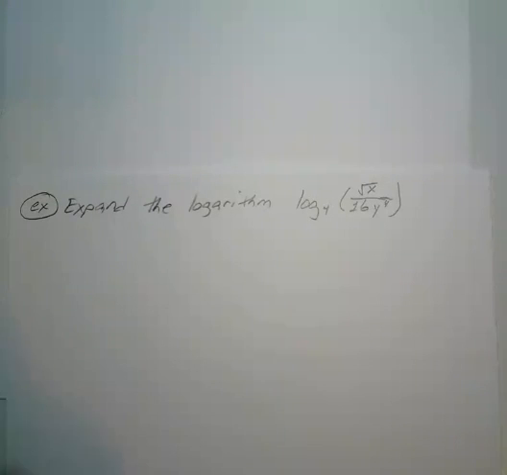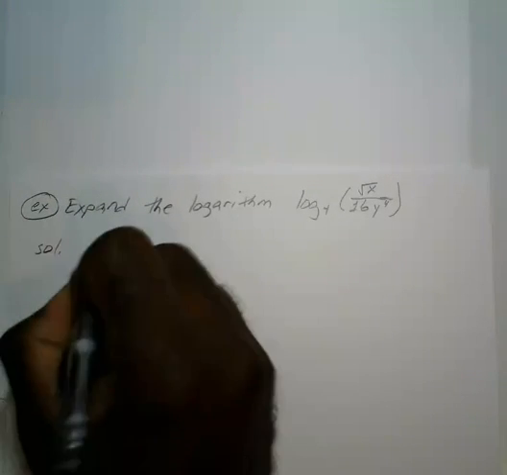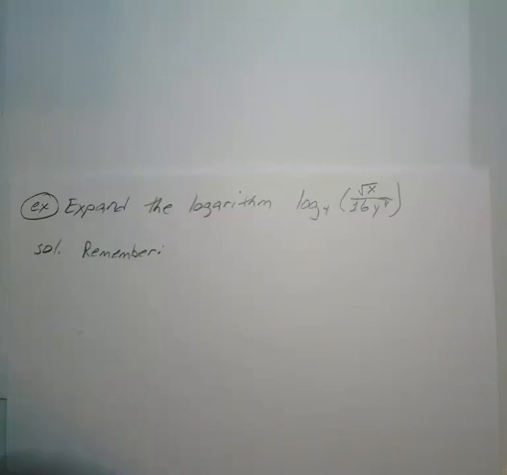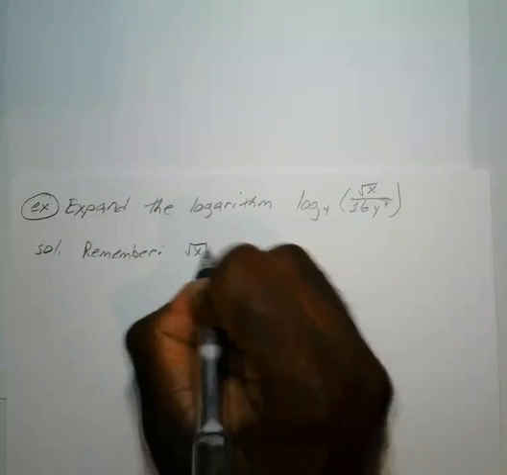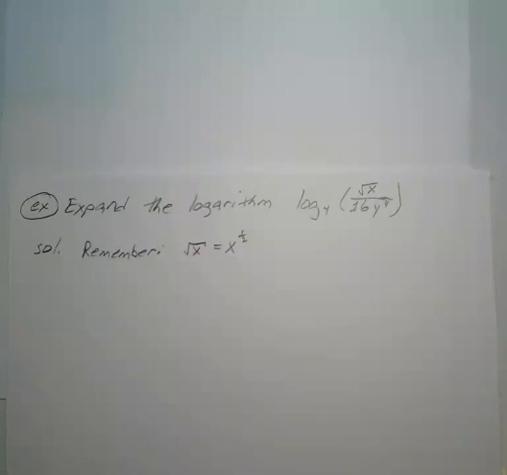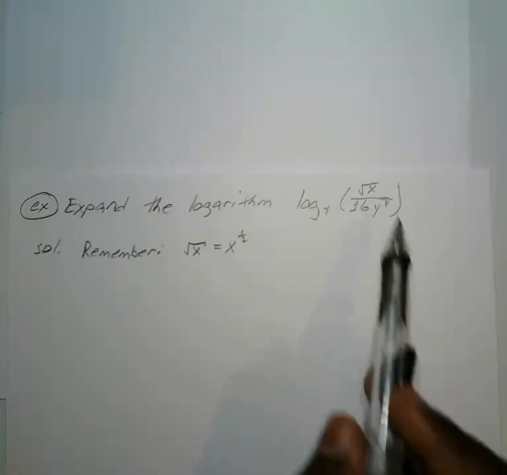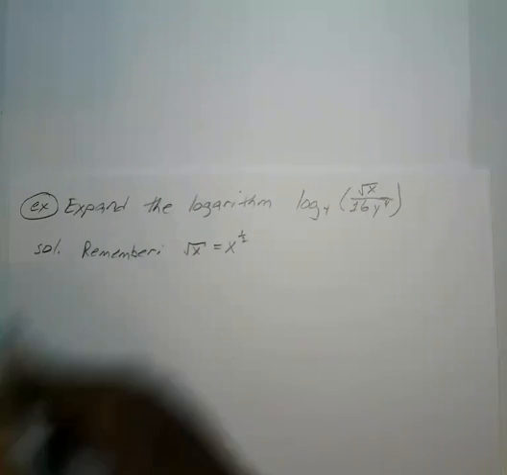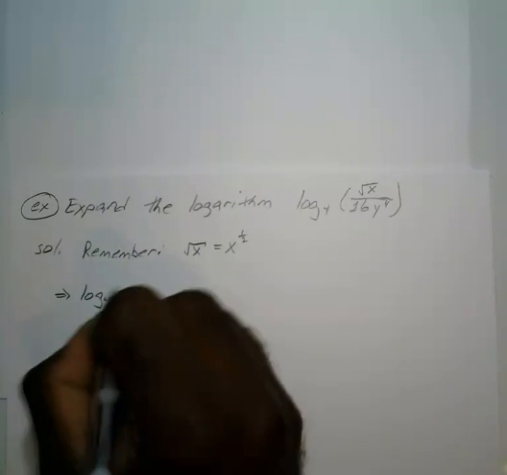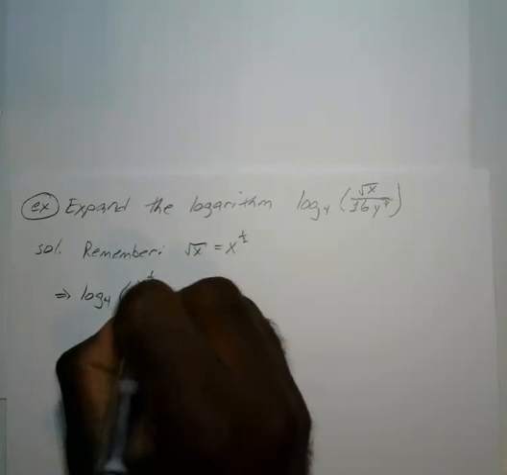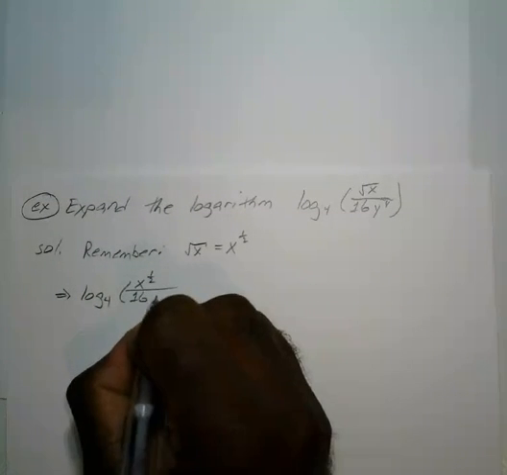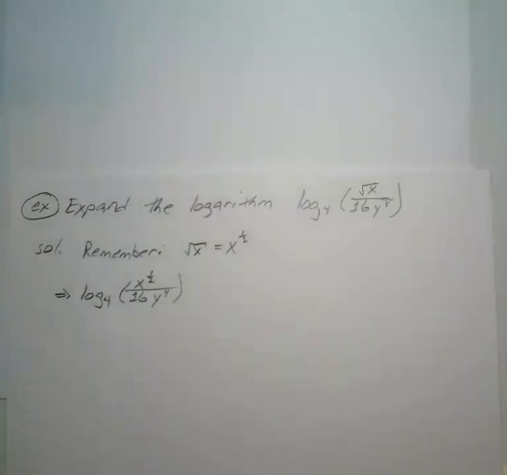Alright, so before we get started here, one thing you want to remember, that square root of x is equal to x to the 1/2 power. Okay, so we could actually rewrite that numerator. So what we're going to do is just that. So we have log base 4 of x to the 1/2 power divided by 16y to the 4th power.